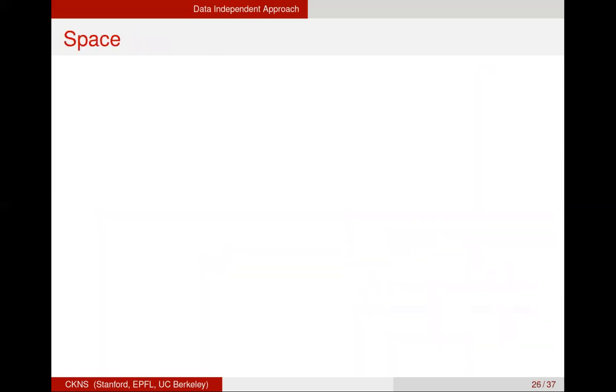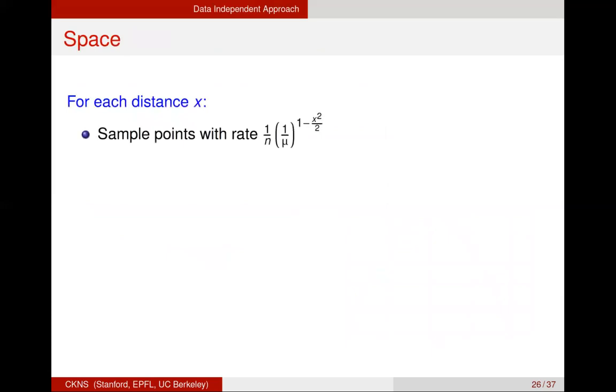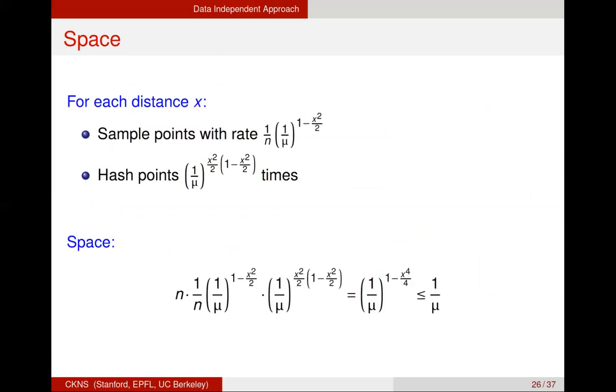Now let's do the space analysis for this data structure. Remember that for distance x, we were sampling points with some rate, and then we were hashing these points a bunch of times. So in order to analyze the space of this algorithm, we need to multiply the number of initial points n by the sampling probability, and then multiply it by the number of times that we hash these points. And as you can see, this is upper bounded by 1 over mu for any distance x. So the space of this algorithm is upper bounded by 1 over mu.